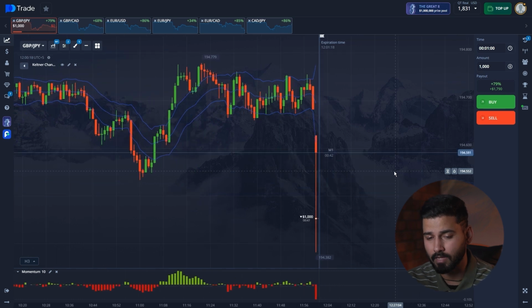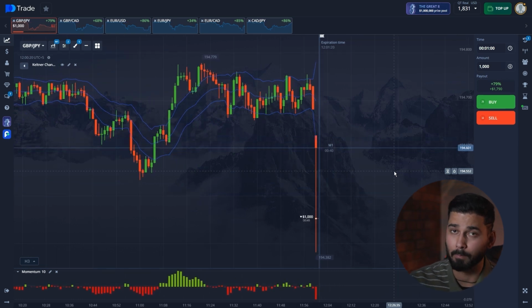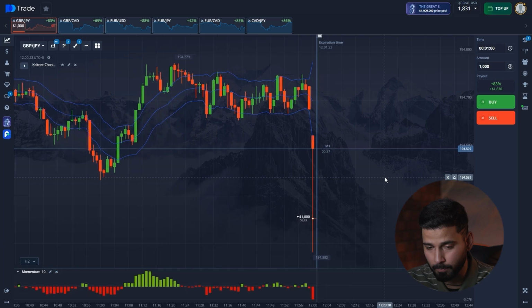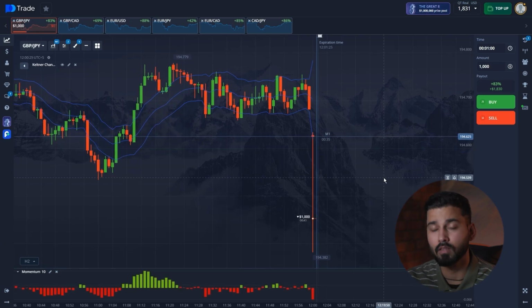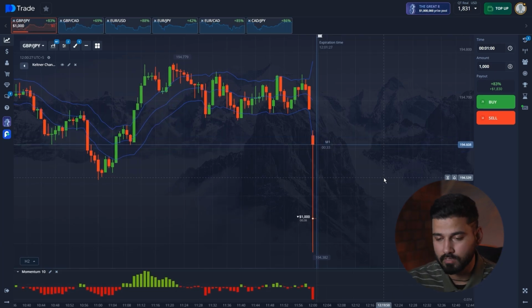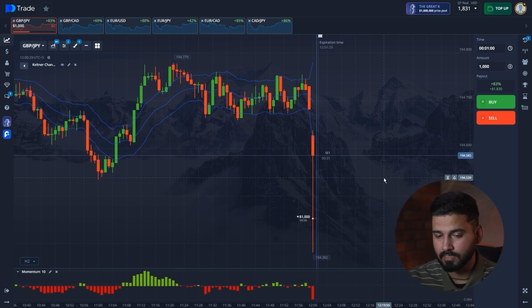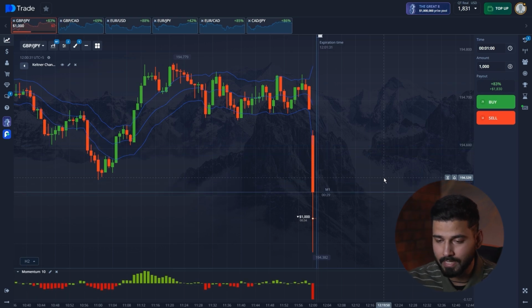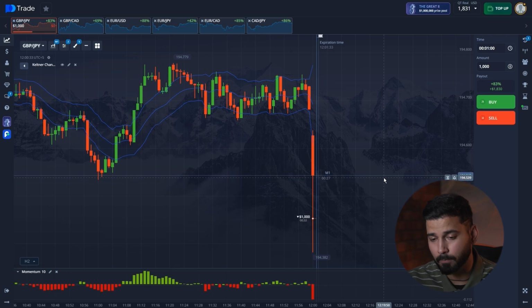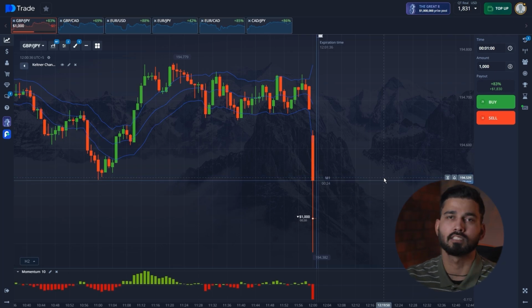But don't do this if you're just starting out. It's better to avoid these sharp spikes. Most of the time, they mean uncontrollable risk. What happens on the screen right now is called volatility. Huge sums of money have entered the market, so the price is being pushed by massive demand and supply.